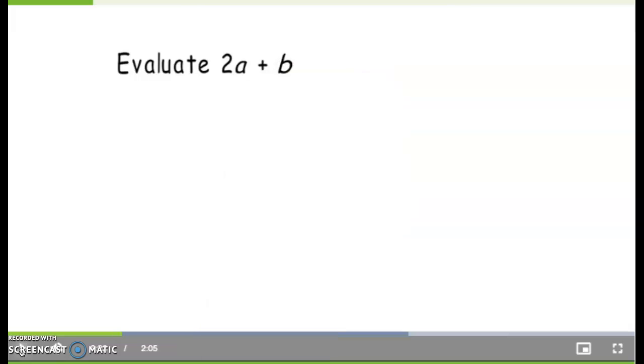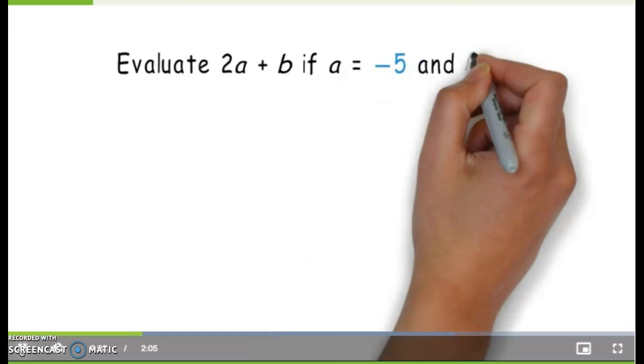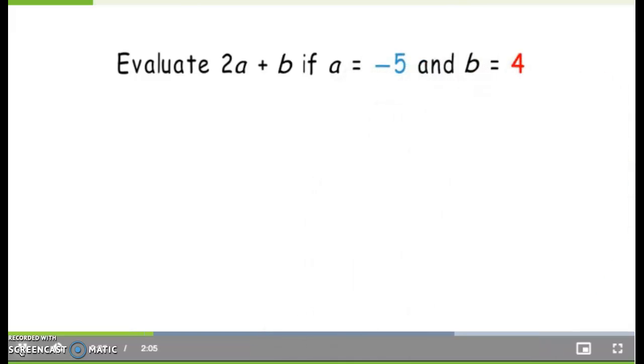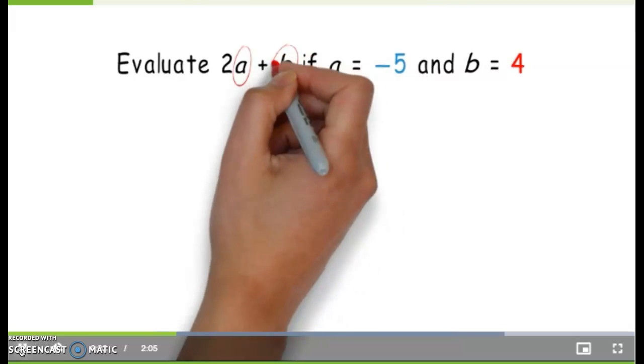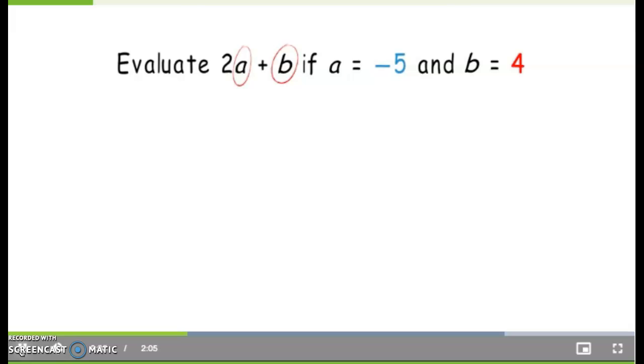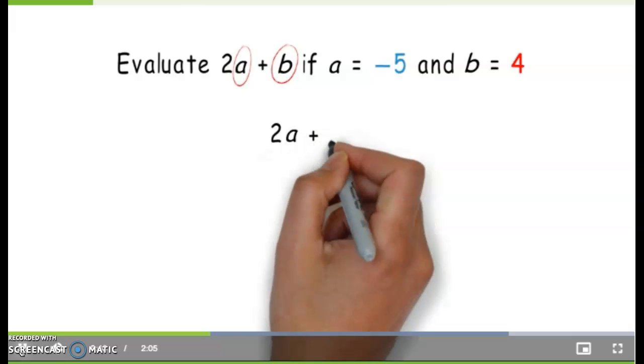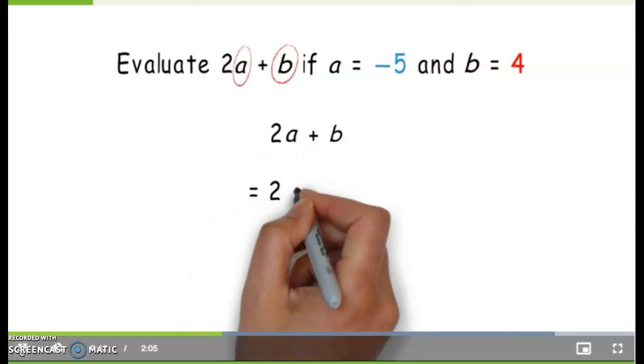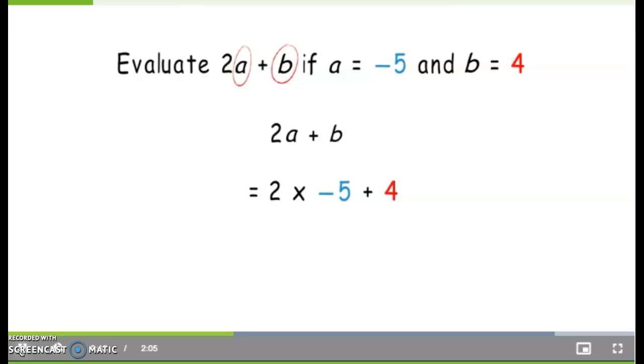So I'd really encourage you to pause the video when you're watching this to make sure you understand what's going on, and this would be a great opportunity to write down some of these concepts. In this problem, a is equal to -5 and b is equal to 4. Where there is an a in the expression, we replace it with -5, and where there is a b, we replace it with 4. So, after substitution, the expression 2a plus b becomes 2 times -5 plus 4, giving a final result of -6.